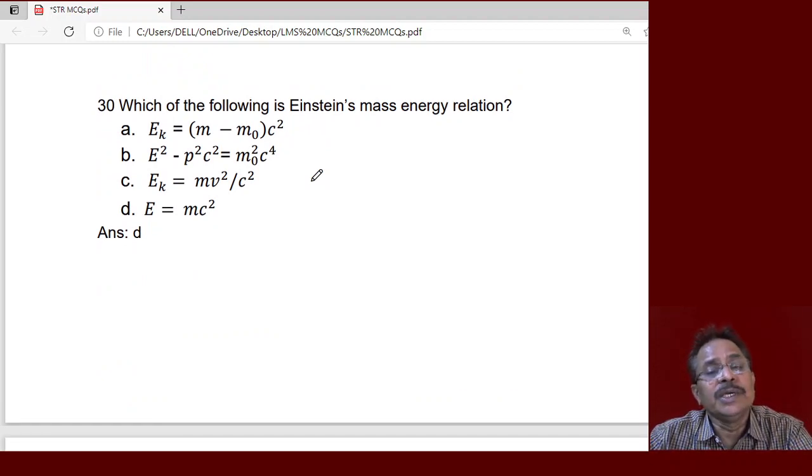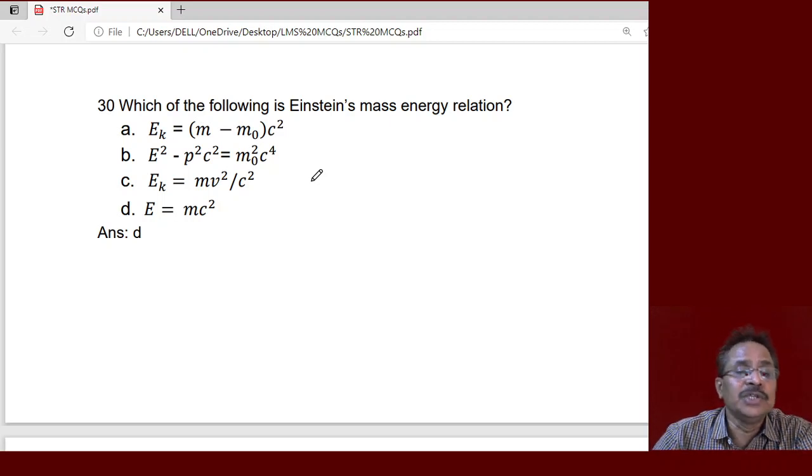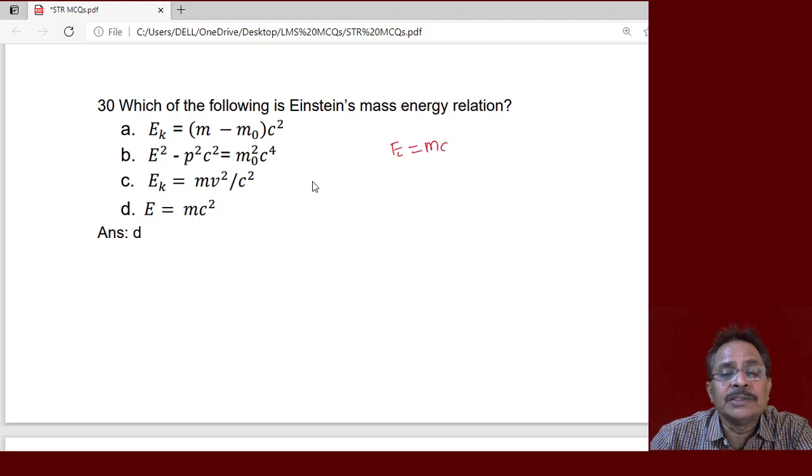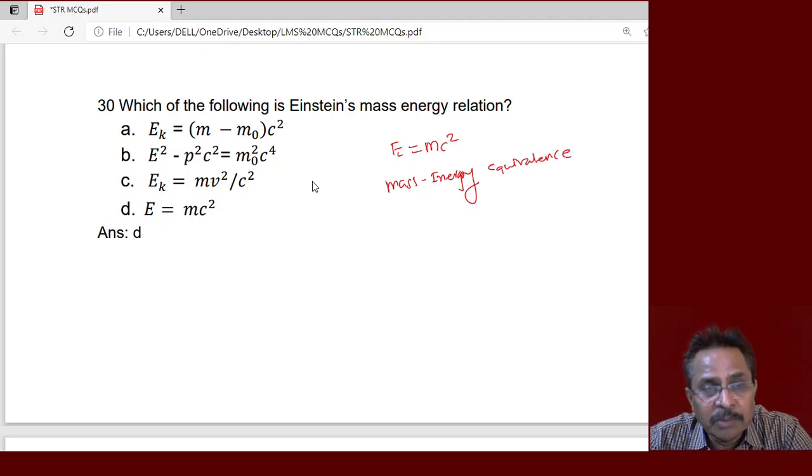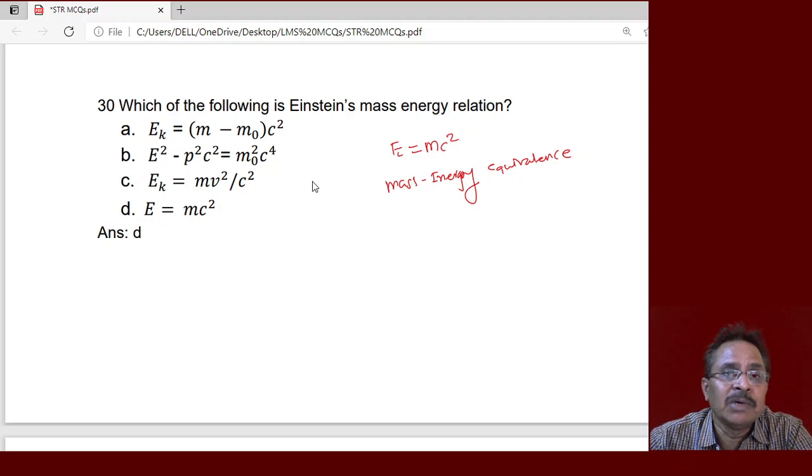Which of the following is Einstein's mass energy relation? So very simple, this relation is called mass energy equivalence. That is the relation we have to write, mass energy equivalence. So mass and energy are convertible to each other. That means whenever mass is converted, energy appears. Whenever energy disappears, mass appears.